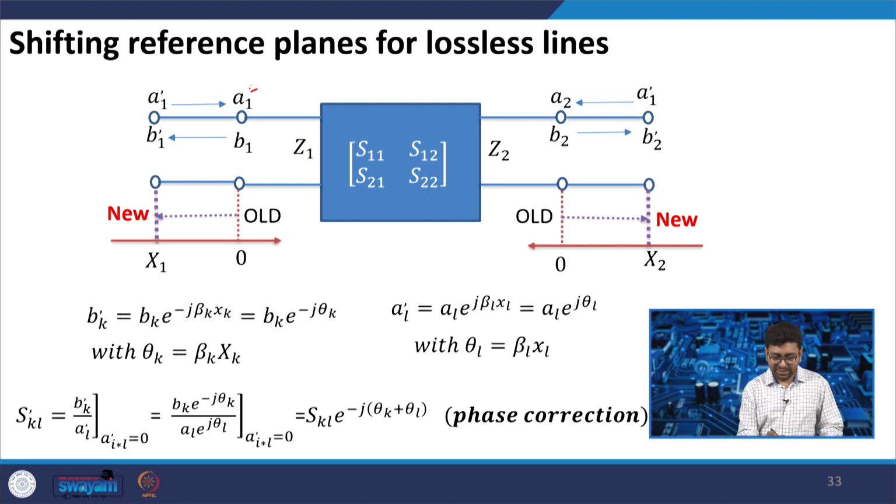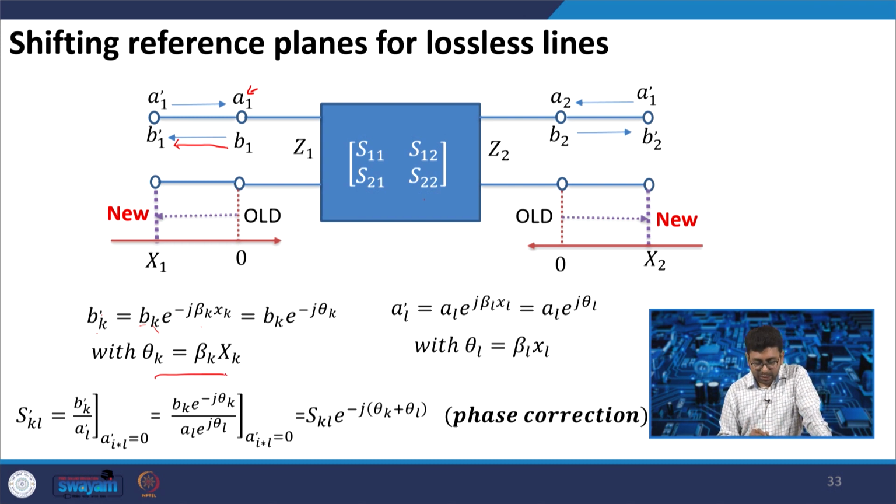A1 and B1 we already know. Now, we are going to shift this A1, B1 to A1 dash and B1 dash. So, you can write for Bk, the reflected signal, Bk dash, which is equal to Bk e raised to minus j beta k into xk. Here, why is it a minus? Because we are traveling in the same direction back. That is why it is e raised to minus j beta k xk, equal to bk into e raised to minus j theta k, where beta k xk is equal to theta k.